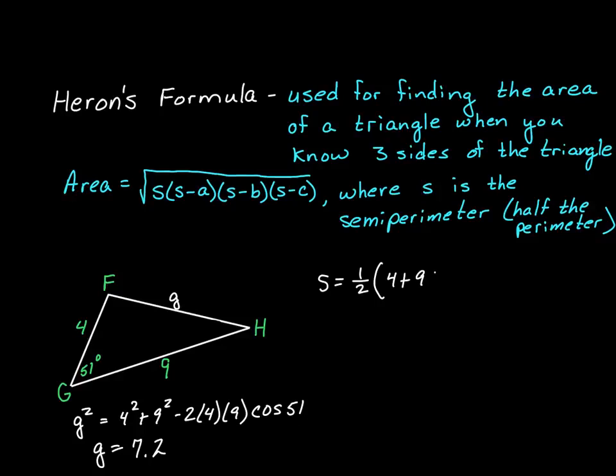All right, so that means that your semiperimeter would be 1/2 of the three sides added together. So 1/2 of 4 plus 9 plus 7.2, which means S comes out to 10.1.